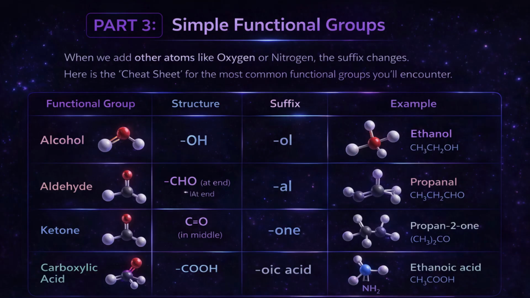Finally, we have the CEO of functional groups, carboxylic acids. These are a powerhouse combination of a double-bonded oxygen and an OH group, written as COOH. They always take the suffix -oic acid. A 2-carbon version of this is ethanoic acid, which is the main ingredient in household vinegar.